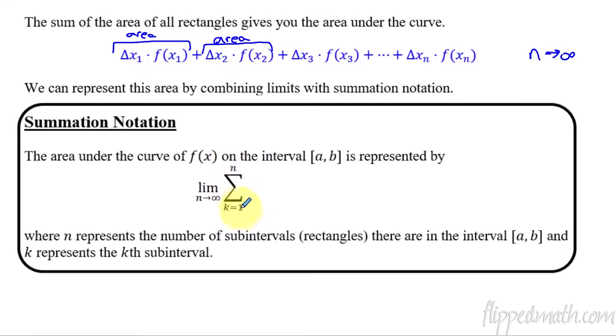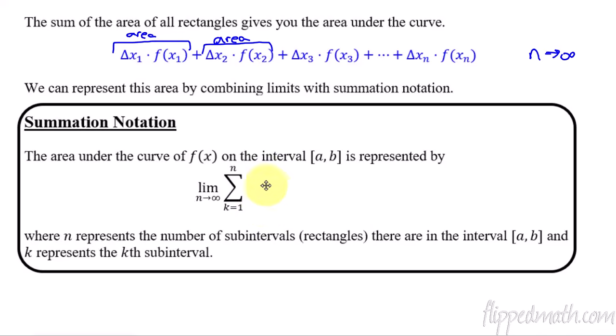Usually this is a number. We'd say like from 1 to 5. And so you're going to plug in a 1, plug in a 2, plug in a 3, plug in a 4, plug in a 5. Well, if n is infinity, or it's approaching infinity, that means the sum is going to just keep going and going until you get to a specific number. So let me show you what I have here.